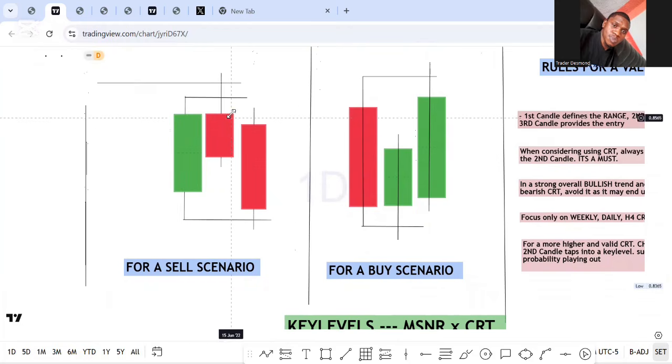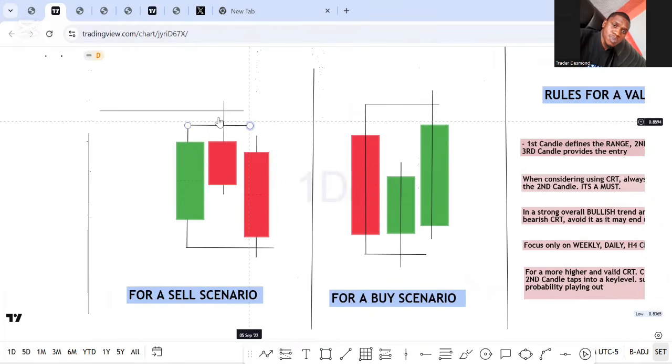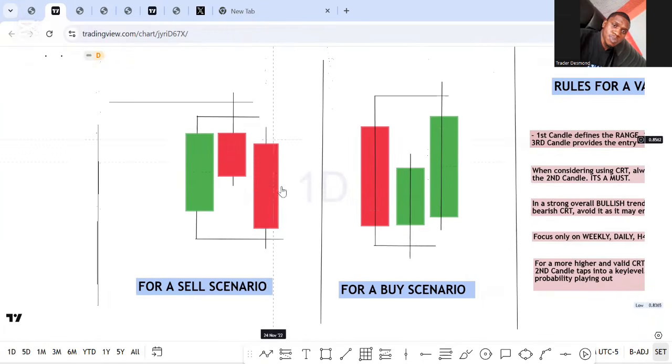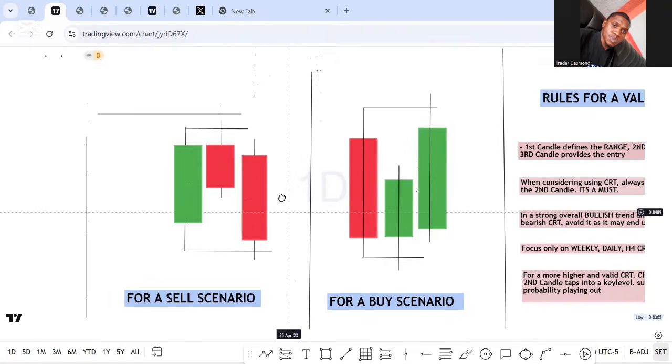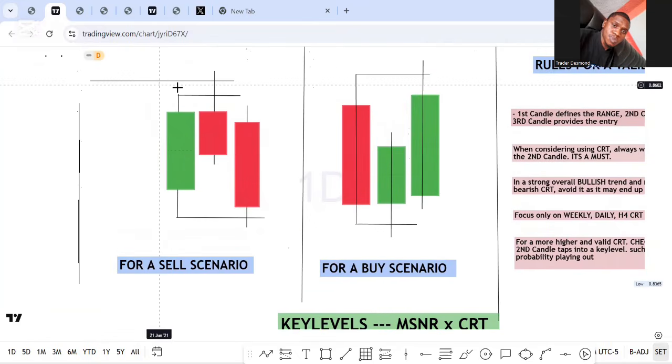Second candle does what? It sweeps the candle and taps into a key level. Then the third candle creates the entry. When we talk about the third candle creating the entry, this is what we simply mean: this candle will form the entry where you should enter from and also form the target, right? So now, this is it. This is an example.